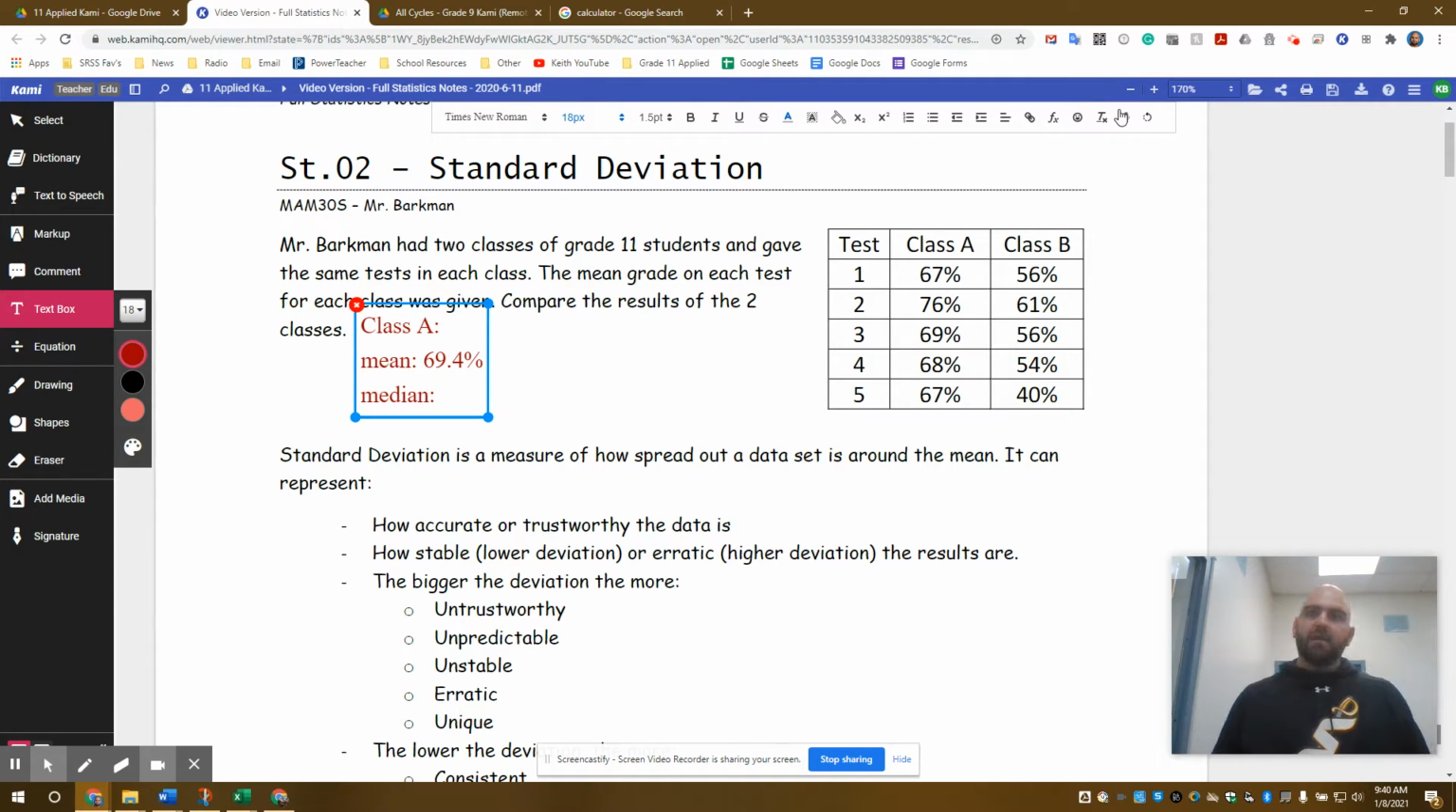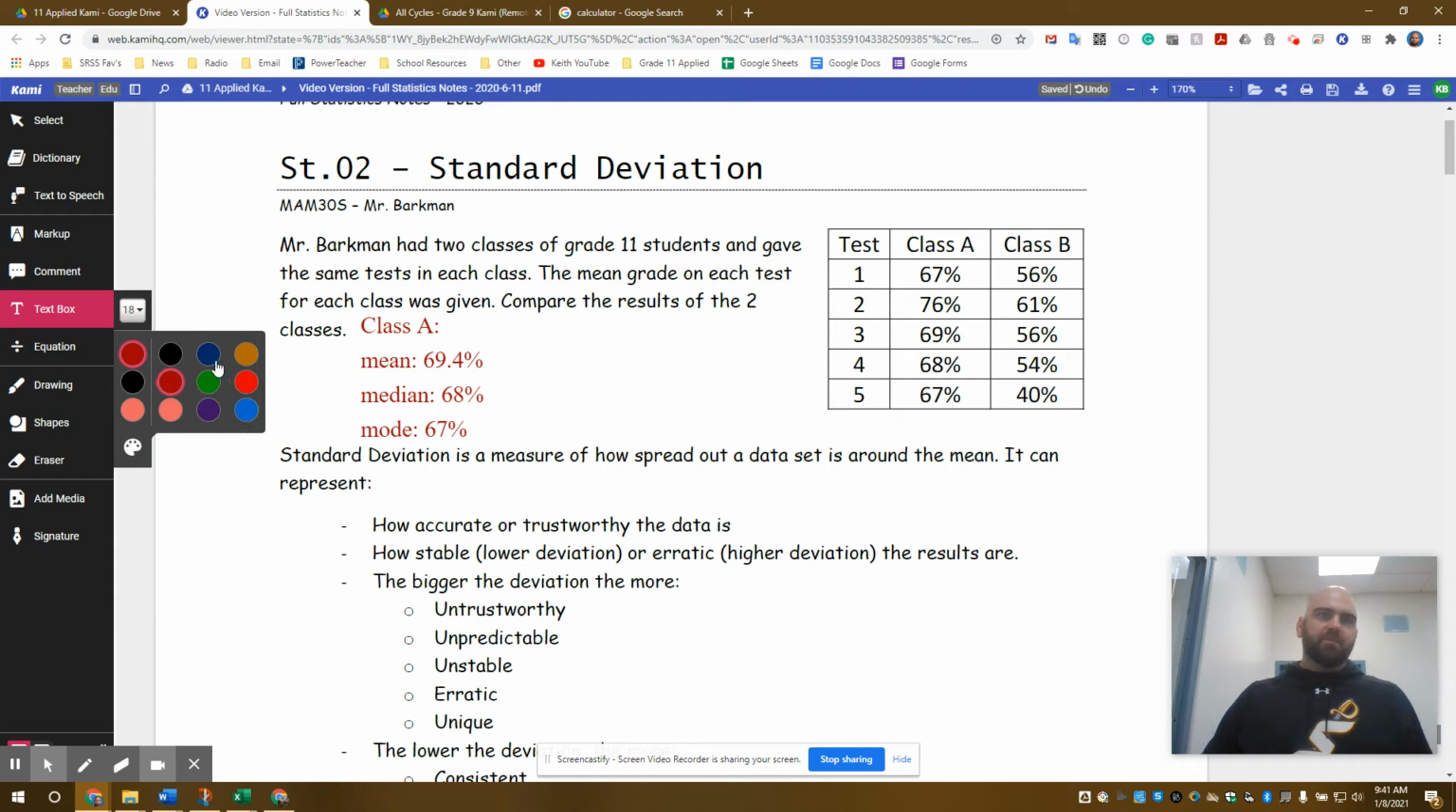The median in this case is if we put them all in order and then find the middle one. 67, there are 2 of those, and 68, 69, and 76. So the middle one is going to be 68%. And the mode is the most common one, the one that happens most often. It is 67%, there are 2 of them. You'll notice here that all those numbers are very close to each other. They're all roughly in the same area, 69, 68, 67. They're pretty similar altogether.